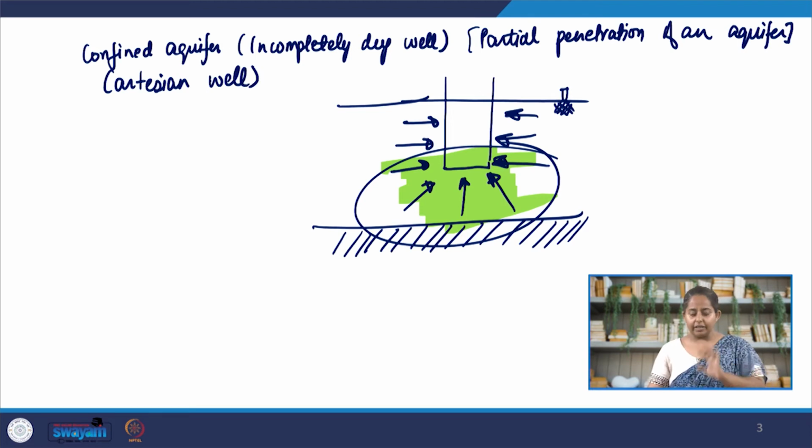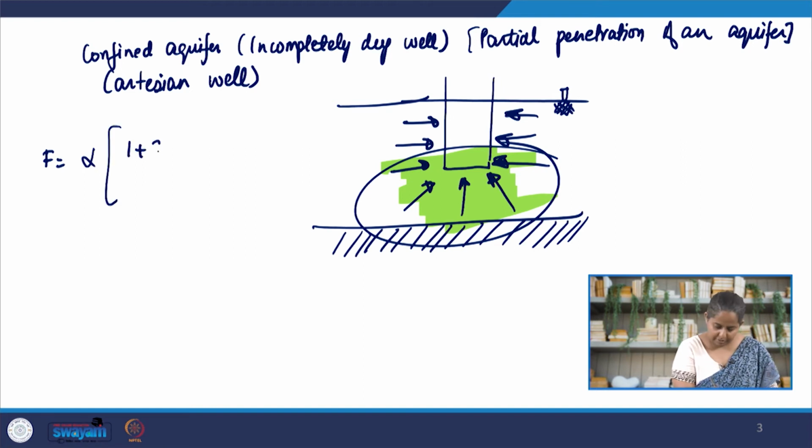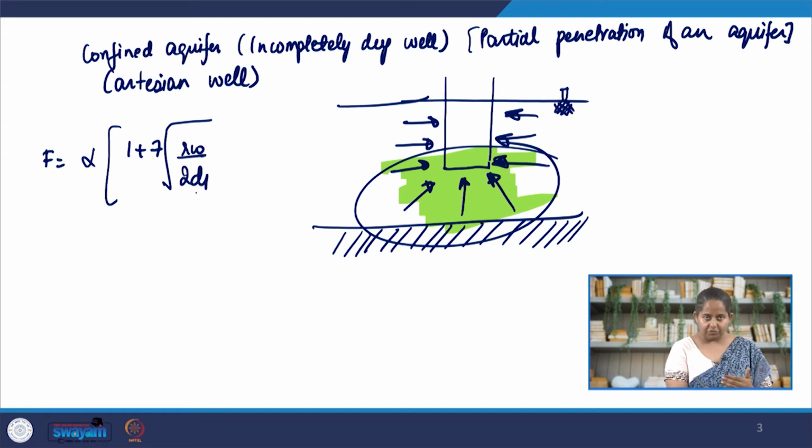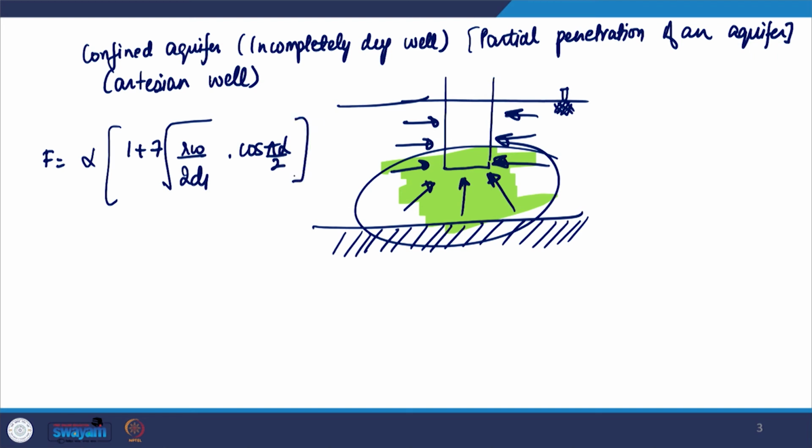So, in case of incomplete penetration of the aquifer or partial penetration, we will multiply the flow rate with the correction factor, because the inflow rate is now different. So, the correction factor, and I am going to give it first for the confined aquifer and then for an unconfined aquifer. So, for a confined aquifer, correction factor F will be alpha into 1 plus 7 root of r by 2 D1 (r is the radius of the well), where D1 is the depth of the tube well into the aquifer, multiplied by cos pi alpha by 2. This is the correction factor.